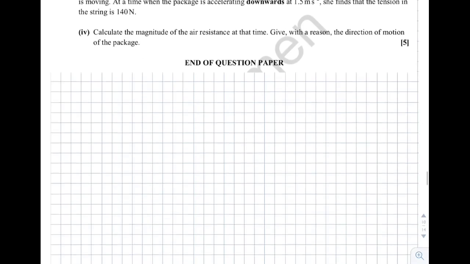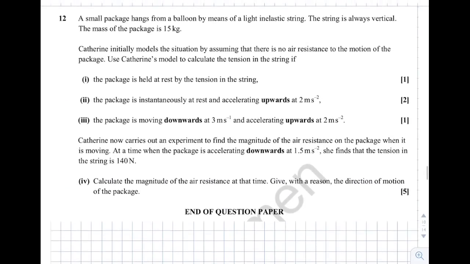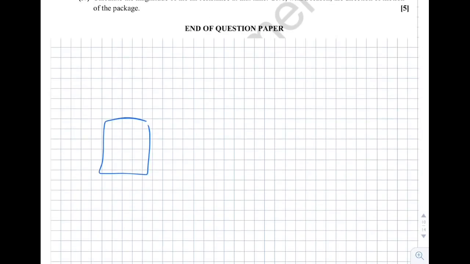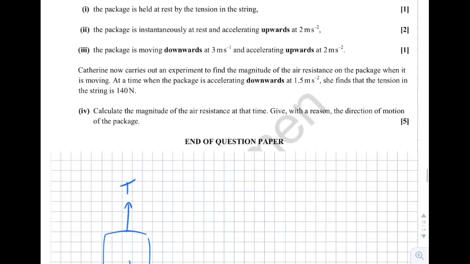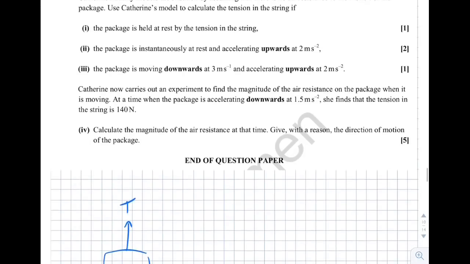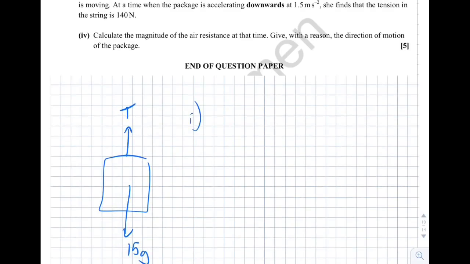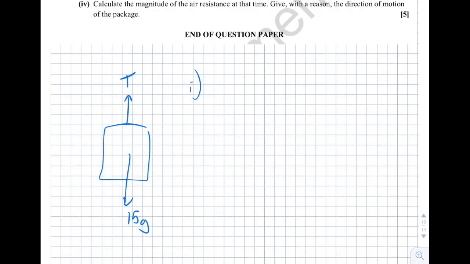So what I'm going to do is start off by drawing a diagram of the situation. It's got a mass of 15 kilograms, so it's going to have weight going down, 15g, and then there's tension in the string. Nothing else going on. She said there's no air resistance. So we want to know the tension if the package is held at rest. If it's held at rest, that must mean that the tension and the 15g cancel out. So T will equal 15g.